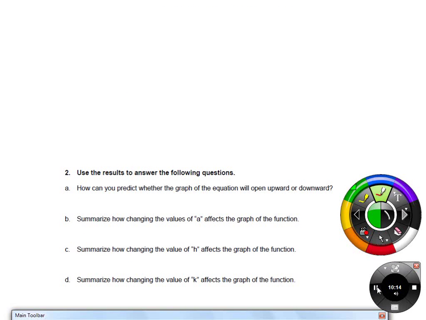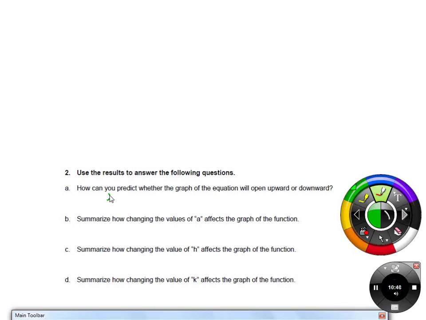Okay, the first thing we want to know is how can we predict whether the graph of the equation will open upward or downward? So look at your list. Look at all your graphs. How many of them opened downward? One. What was different about that equation than any of the other equations? The negative where? For which value? A. Okay? So here, how can you predict whether the graph will open upward or downward?